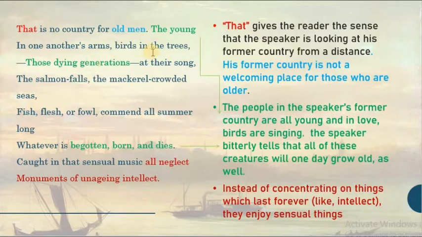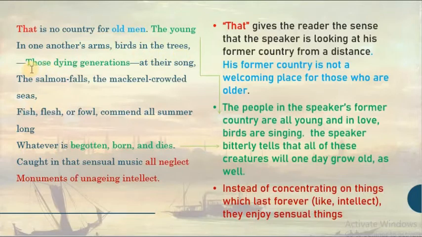So what do we have in this country? We have young people, and when he says "in one another's arms," it means that they are in love with each other. They are spending their time falling in love, having these kinds of feelings, passion. What do we have else? We have birds in the trees, every aspect of life, revival, living creatures.